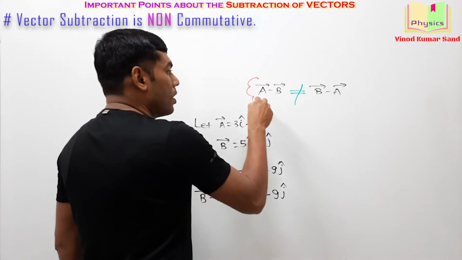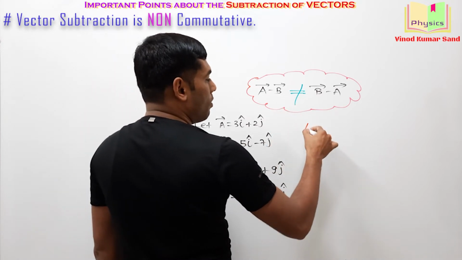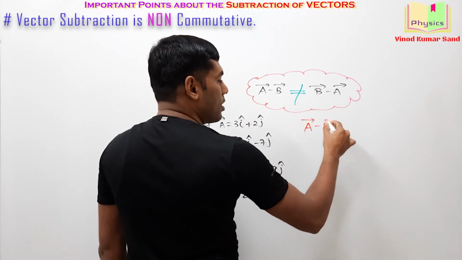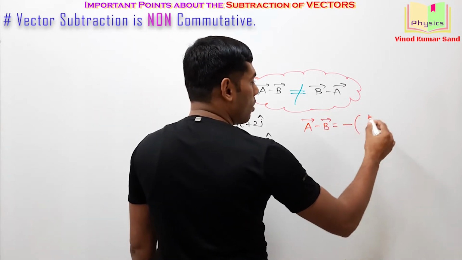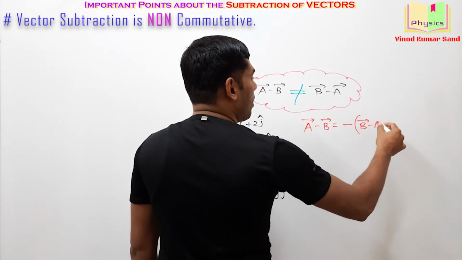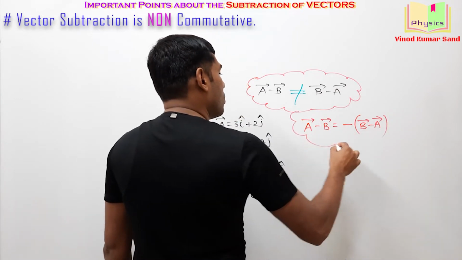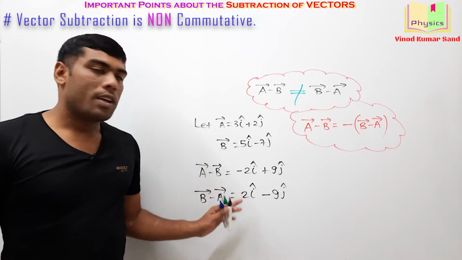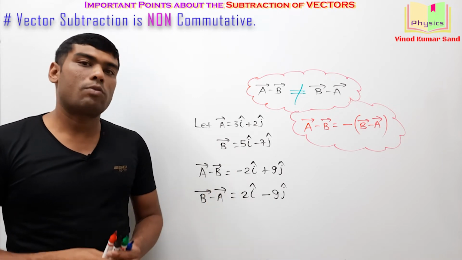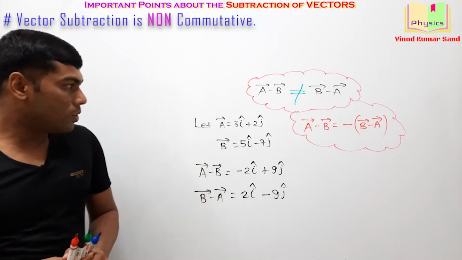Getting it? Actually, you can say one thing, that a vector minus b vector is technically equal to what? Minus of b vector minus a vector. You can verify it yourself looking at these results. Done? Note it down. Then we'll be taking point number 2.